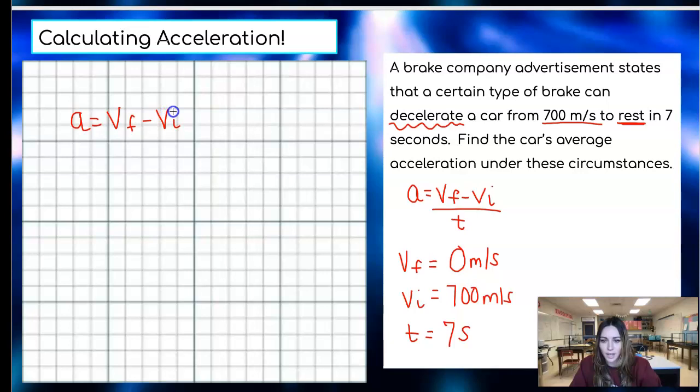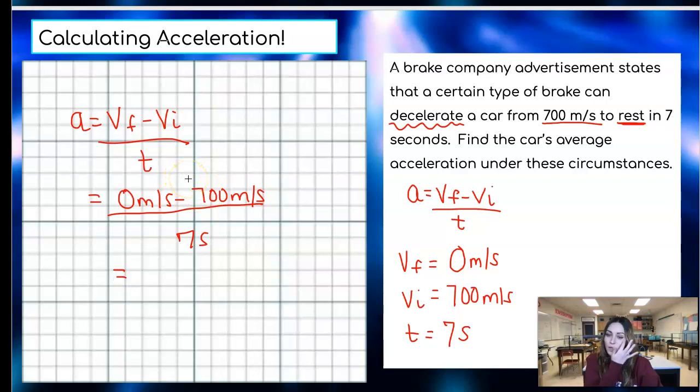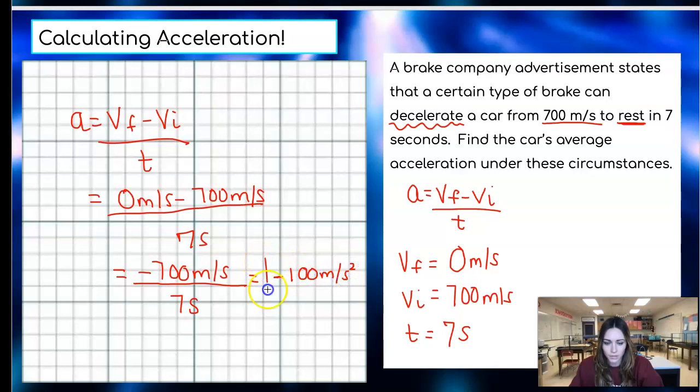So we know, again, that A is equal to VF minus VI over T. My VF here is 0 meters per second, minus 700 meters per second, divided by 7 seconds. Now here's where we want to make sure we're paying close attention to our math rules. So 0 minus 700 is not 700, it is negative 700. So in my numerator, I have negative 700 meters per second divided by 7 seconds. That means that my answer is negative 100 meters per second squared.